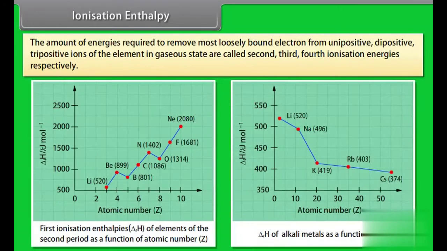the amount of energy required to remove most loosely bound electrons from unipositive, dipositive, tripositive ions of the element in gaseous state are called second, third, fourth ionization energies respectively. It may be noted that ionization energy 3 is greater than ionization energy 2, which is greater than ionization energy 1.